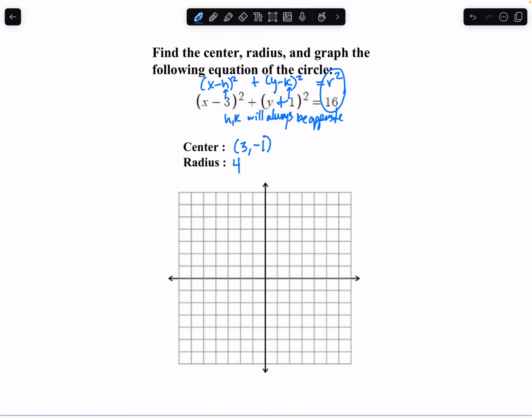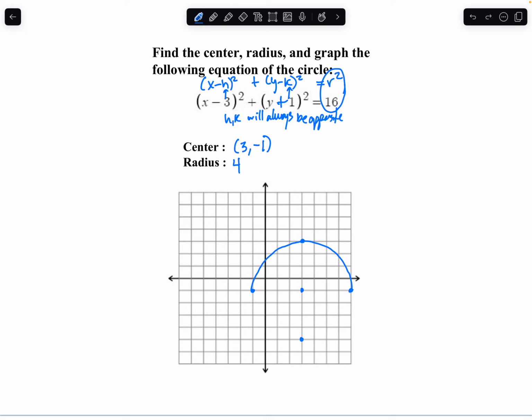The center is at 3, -1, so it's over here. And the radius is 4, so we're going to go 4 to the right. 1, 2, 3, 4 up, 4 to the left, and then 4 down. And then, of course, we want to just connect these points as smoothly as possible. It's okay if your circle looks a bit like a rhombus or maybe like a diamond, but try to connect those in a circular form as much as possible, there we go. We have ourselves a circle.